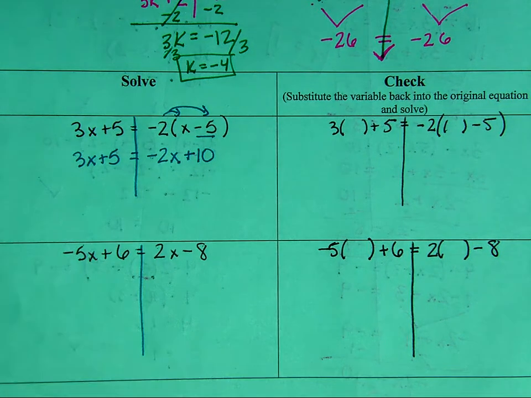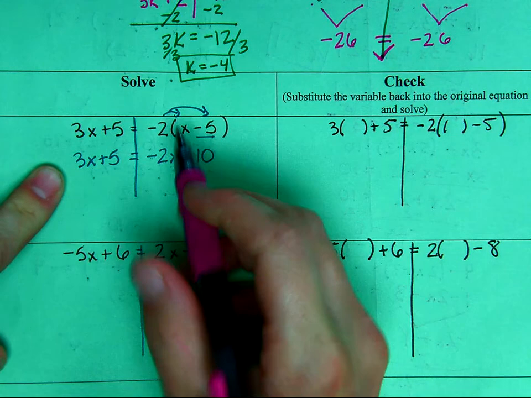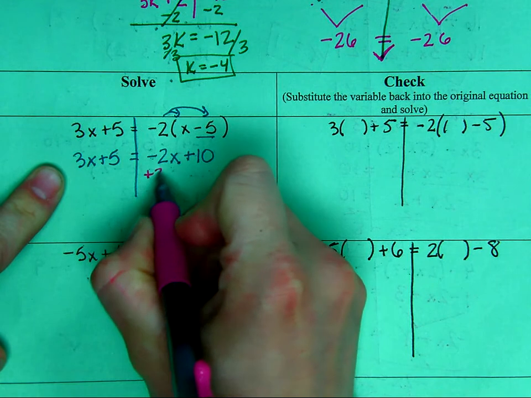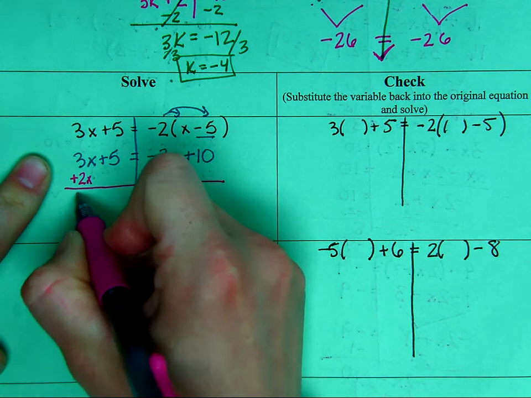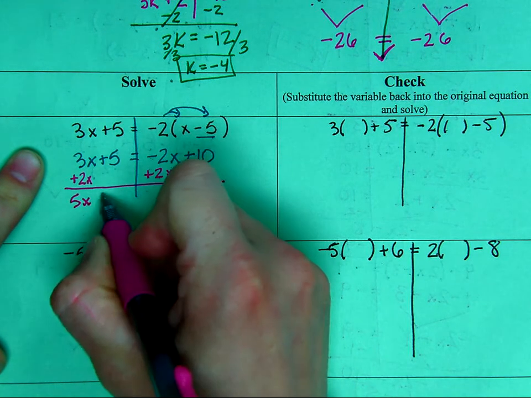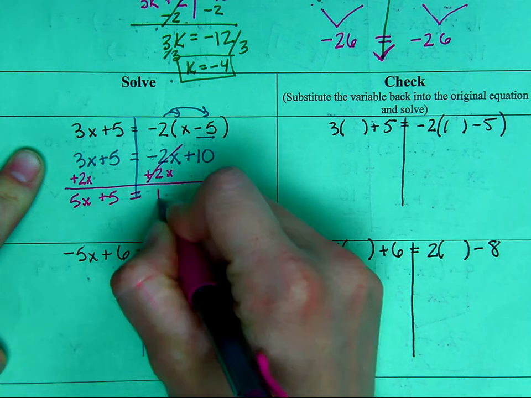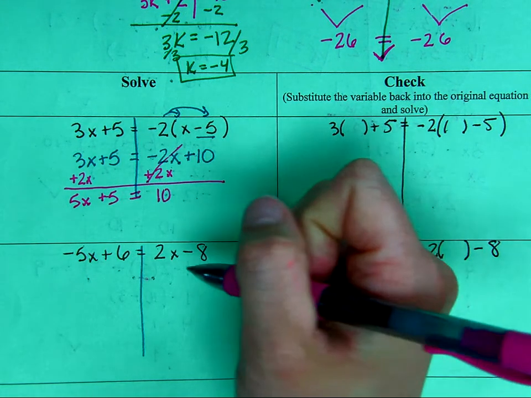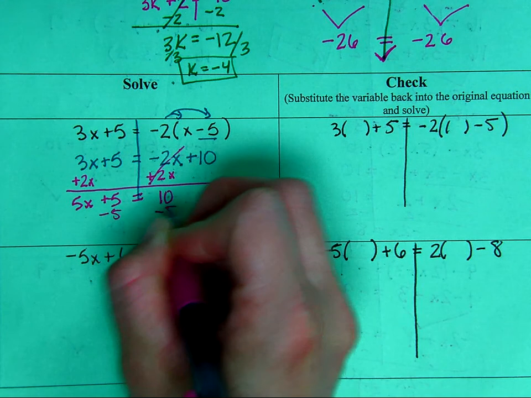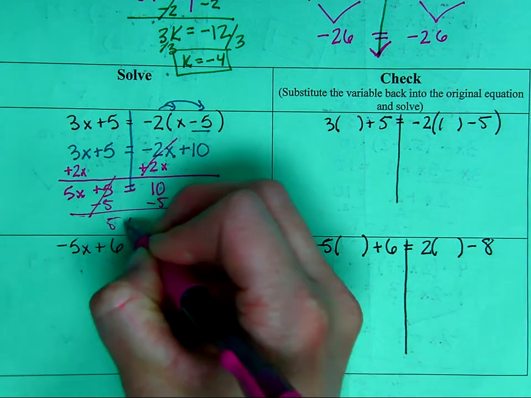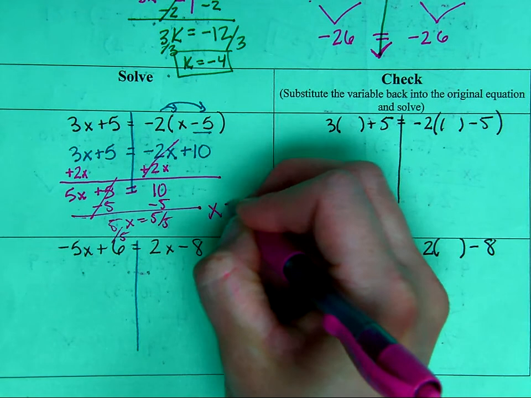You can cancel either one of these. I'm choosing to cancel the 2 here, because I know I'm going to add it, and I'm going to have a positive 5x. I just bring down my 5. That makes 0, so I'm left with 10. And then it's a 2-step, subtract 5. Divide by 5 to find out that x is equal to 1.